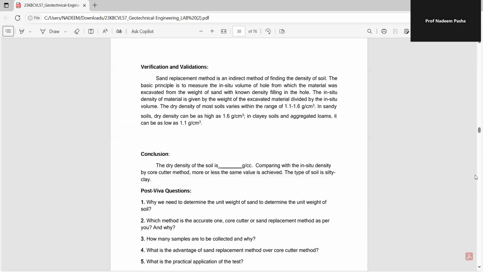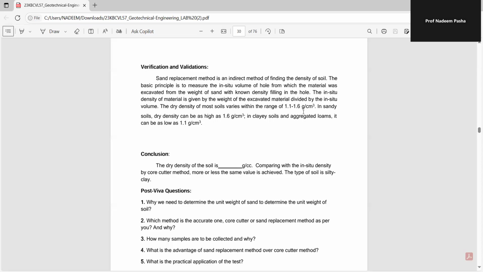Now verification and validation. The sand replacement method is an indirect method of finding the density of soil. The basic principle is to measure the in-situ volume of the hole from which the material was excavated, from the weight of sand of known density filling the hole. The in-situ density of material is given by the weight of excavated material divided by the in-situ volume. The dry density of most soils varies from 1.1 to 1.6 gram per centimeter cube. In sandy soil, the dry density can be as high as 1.6, and in clay soils and loams, it can be as low as 1.1 gram per centimeter cube.